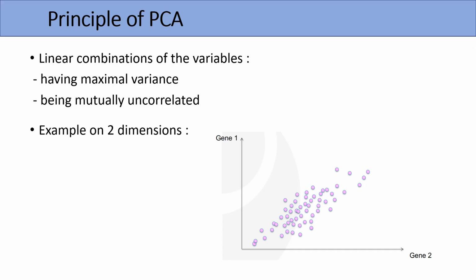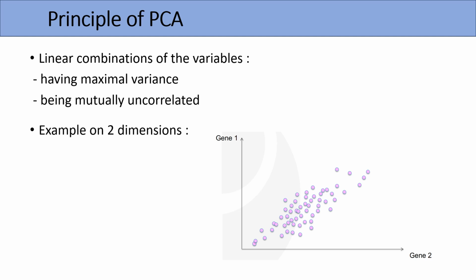What is the principle of PCA? How does PCA actually reduce dimension? PCA is an unsupervised technique which looks for a series of principal components, which are linear combinations of variables, such that they maximize the variance and such that they are orthogonal, so independent from each other.